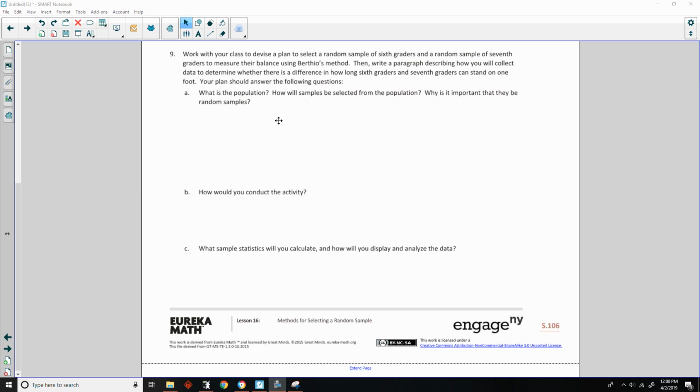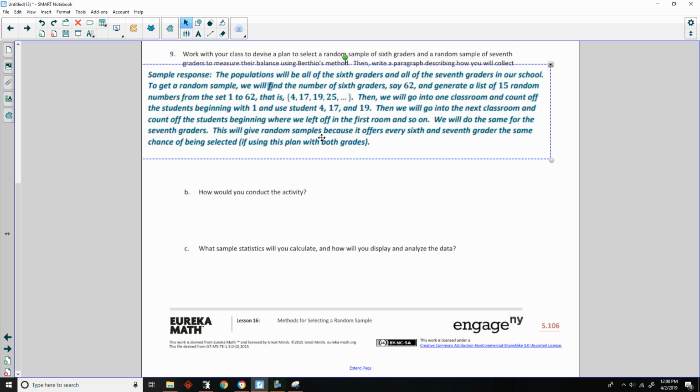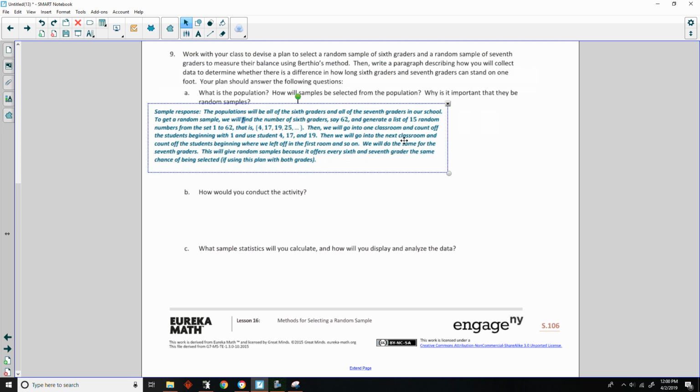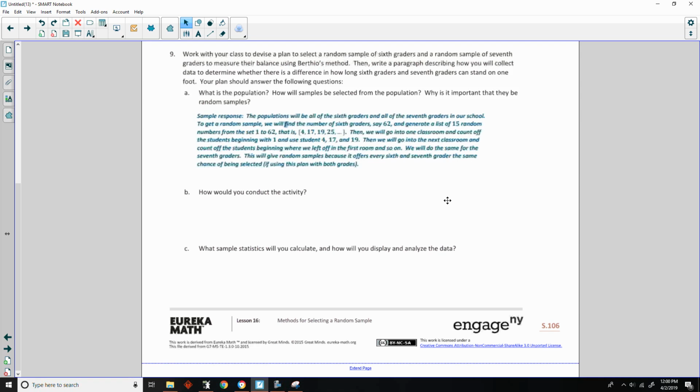So here is a sample solution to that. Okay, so the populations will be all of the 6th graders and all of the 7th graders in our school. So the population's all 6th and 7th graders. To get a random sample, we will find the number of 6th graders, say 62, and generate a list of 15 random numbers from the set 1 to 62. And then when they generated it, they got 4, 17, 19, 25, and so on.